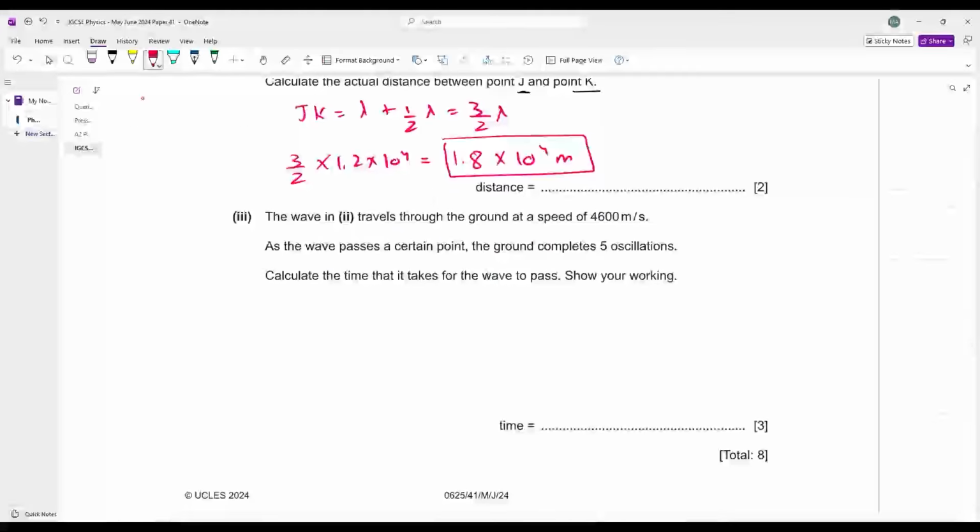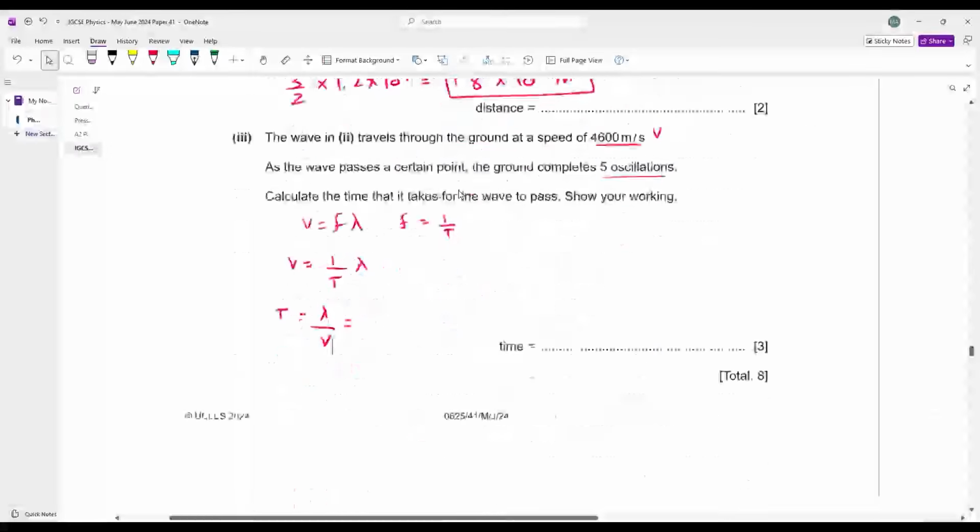The wave in B travels with the speed of this. Okay, this is the speed of the wave. As the wave passes a certain point, the ground completes 5 oscillations. Calculate the time it takes for the wave to pass. Okay, show your working. First of all, we will apply v equals f lambda. Then rearrange this equation. In place of frequency, I can write 1 over time period, into lambda. Can you calculate the time period? Lambda divided by velocity.